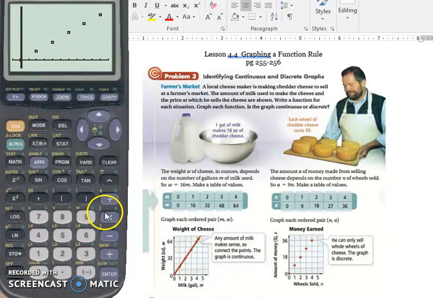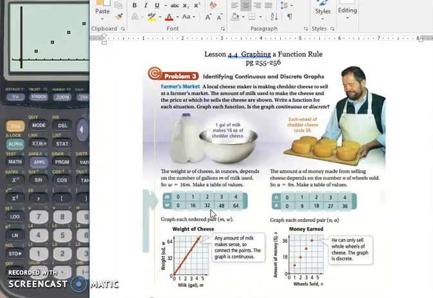So if we put 0 milk in there, obviously we have 0 weight. If we have 1 gallon of milk, that's 16 ounces. If we have 2 gallons of milk, that's 32 ounces. And that's basically just doing 16 times 1, 16 times 2, 16 times 3. Okay, so if we graph that, that's obviously linear because it's just multiplying by 2. It gives us a solid slope of 2 over 1.